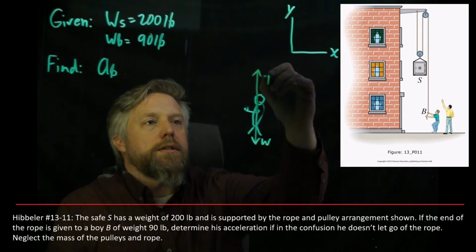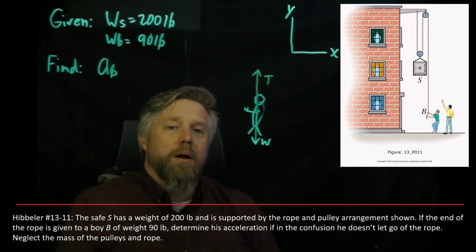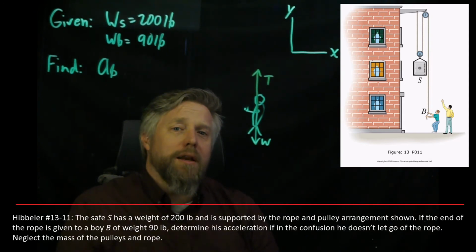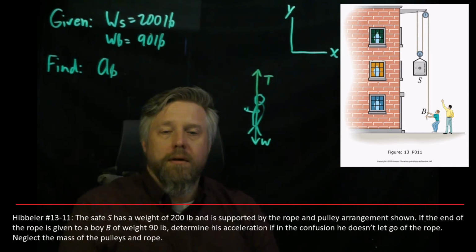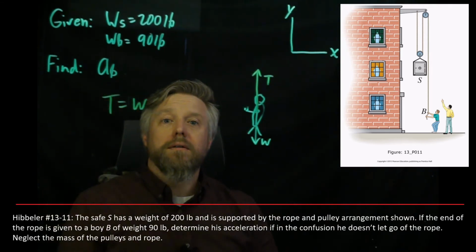But notice that I still drew the shape of the boy. The reason I did that is because in future problems, we are going to deal with the rotation. So we've got to get used to drawing the bodies and putting the forces on them where they're acting. OK, so we have the tension pulling up, and we have the weight of the boy. So we can say tension equals weight, right?